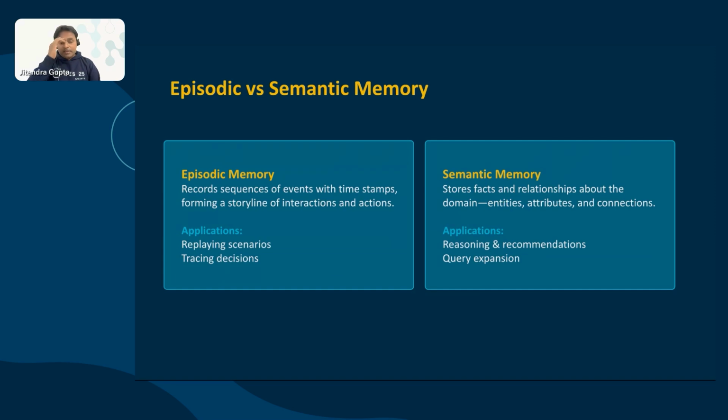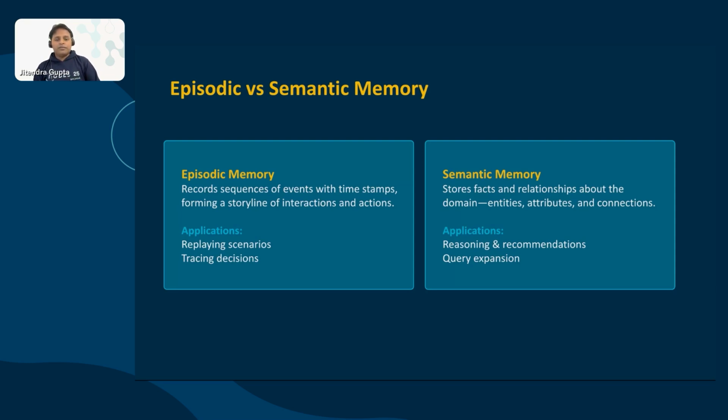Now here, what is happening? There are two scenarios: one is episodic and the other is semantic memory. In episodic memory, we record the sequence of events with timestamps, and it forms a storyline of the interaction, including the actions themselves. The applications could be replaying the scenarios and tracing the decisions. All of that can be done when we are using episodic memory.